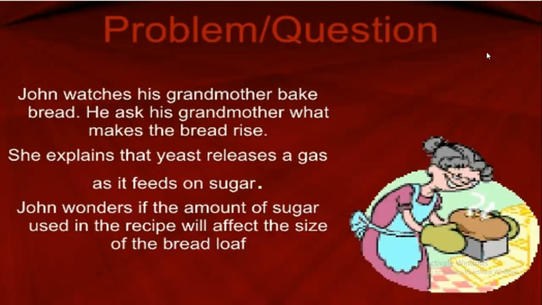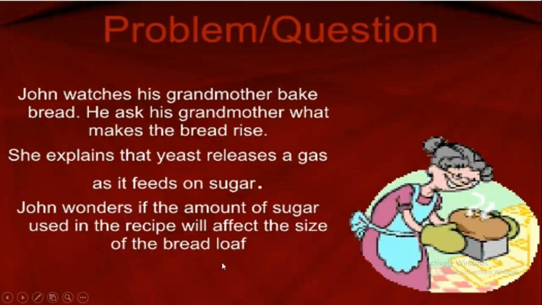So basically, now there is a problem and there is an observation as well. John has already observed what is required to make the bread rise, so he asked his grandmother. She said that yeast releases a gas and it feeds on sugar. So basically, the amount of sugar used in the recipe will affect the size of the bread. If we increase the amount of sugar, the size of the loaf will also increase, right?